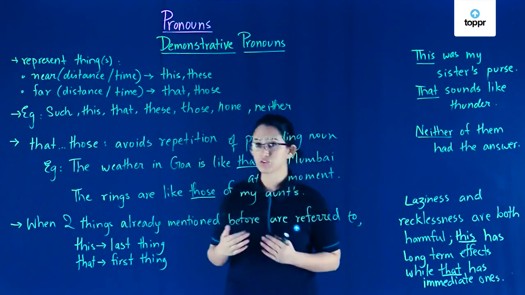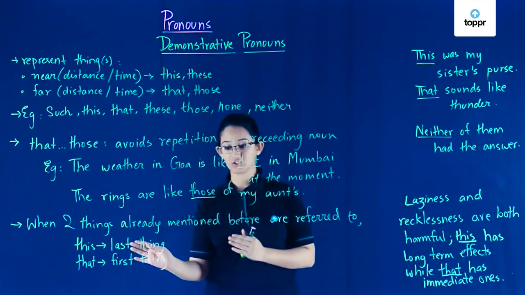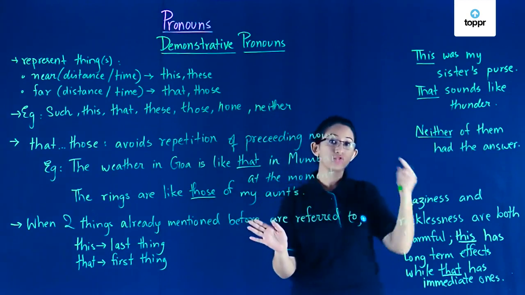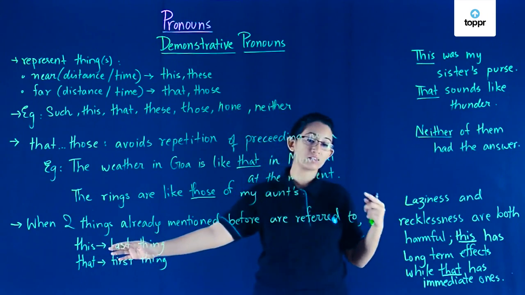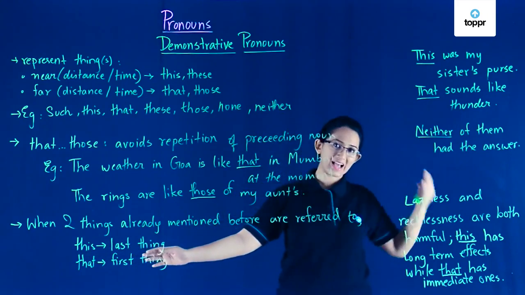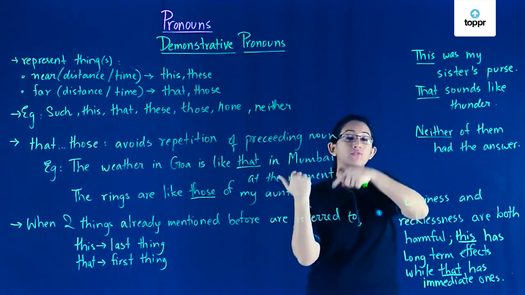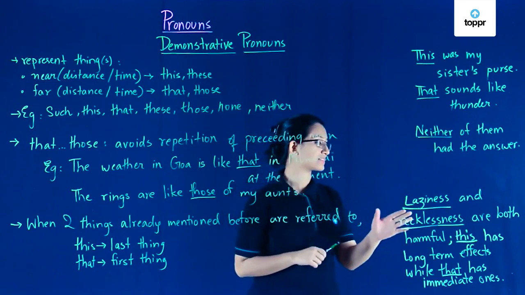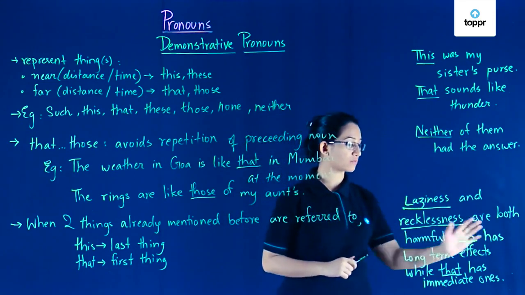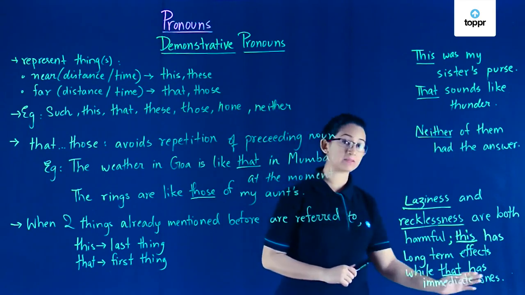Let's take a look at another usage that we have. When you have two things that have already been mentioned in a sentence and you want to refer back to them, in that case, this will be the word that is used to refer to the last thing that was mentioned, and that will be used to refer to the first thing that was mentioned. Let's take a look at an example to understand this. Here we have the sentence, laziness and recklessness are both harmful. This has long-term effects while that has immediate ones.